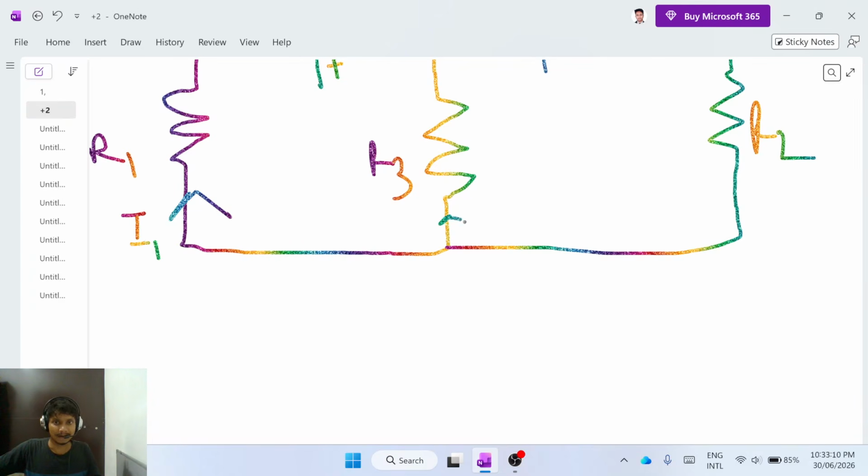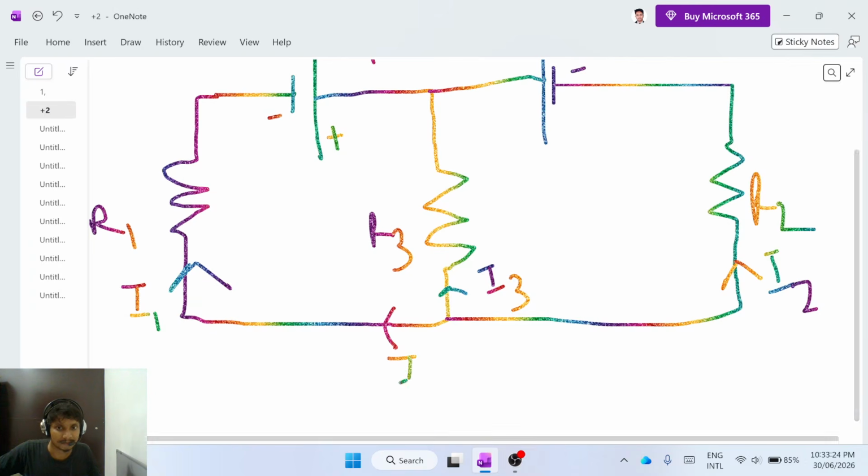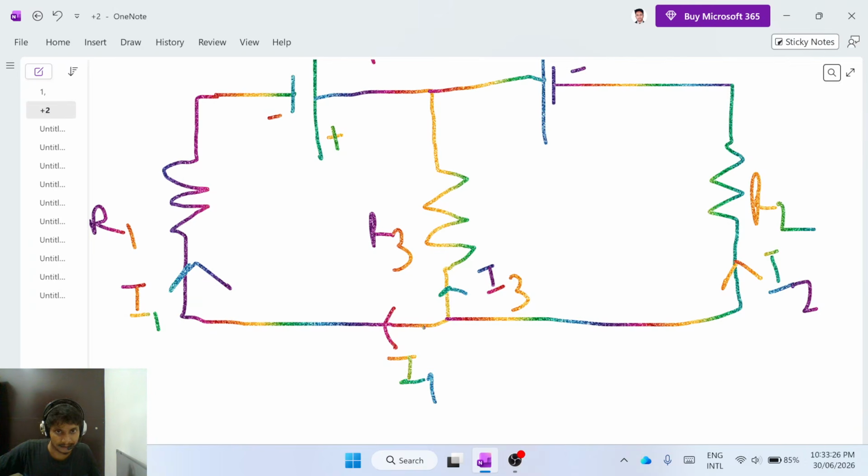This is I3 current, and this is I2 current. Therefore, if this is I1 current, this current here is also I1 current. I1 is going through this path, therefore here also I1. I2 is going through this path, therefore here also I2. I2 is going from this place to this area.